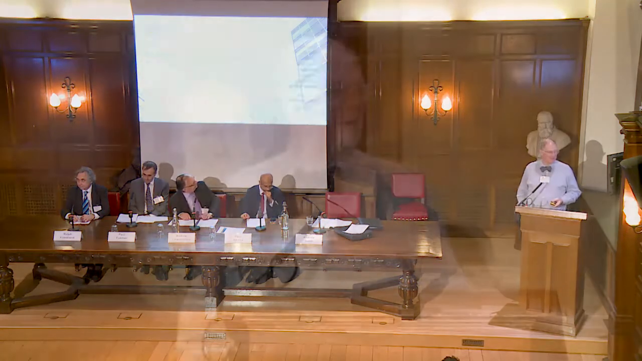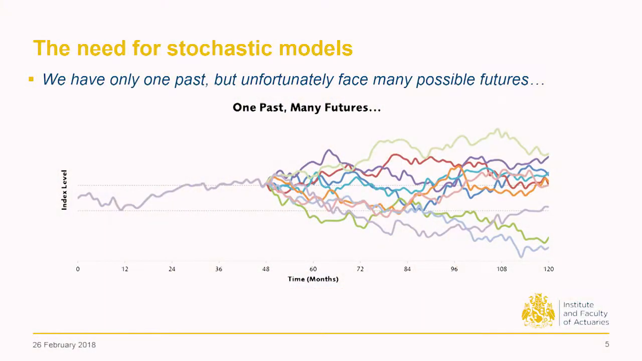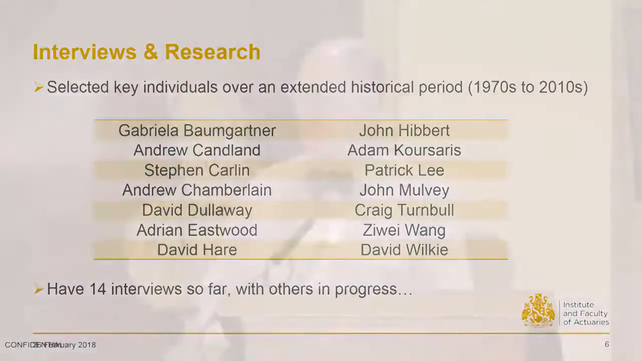I'm going to introduce the paper by describing what we've done. We describe the need for stochastic models because you've got one past but many possible futures, and scenario generators are the tools that produce these future outcomes. And we've been concerned particularly with economic scenario generators that would produce forecasts of things like inflation, interest rates, equity market levels, property market levels, foreign exchange, credit spreads, and so on. On this working party, we've written a fair number of papers and presentations, many of which have been quite technical, but this time we took a different approach.